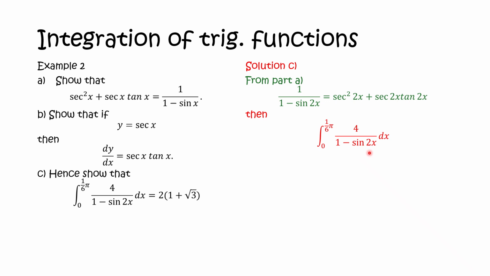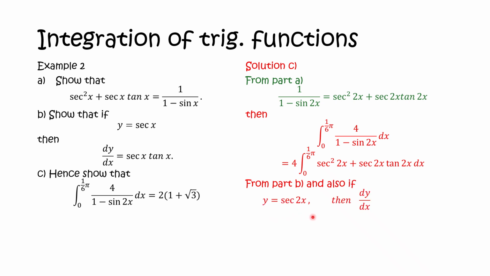4 over 1 minus sine 2x dx, this will be given by factoring out the 4 and having what we have inside there, which is the 1 over 1 minus sine 2x. But this time around, where we have x, we're just simply substituting 2x so that we have that expression over here. Now with that, from part B, if you have sec 2x, the dy dx of that would be 2 times sec 2x tan 2x.